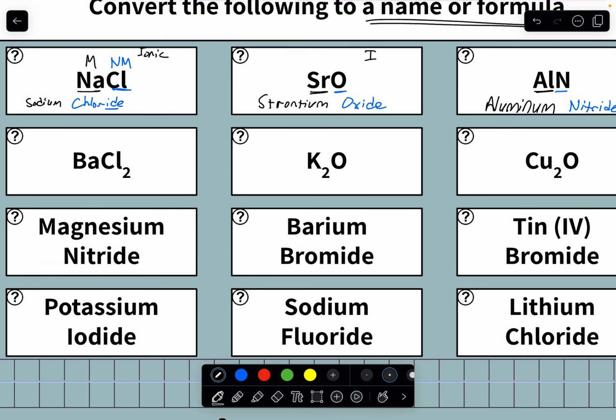Okay. You should get barium chloride, potassium oxide, and then copper oxide. Okay, so make sure you do these. Make sure your answer is correct. If you're having trouble with this, make sure to ask questions.